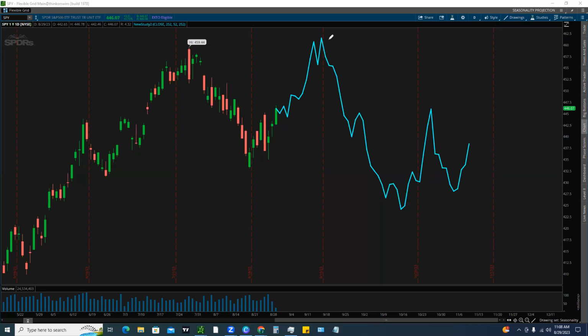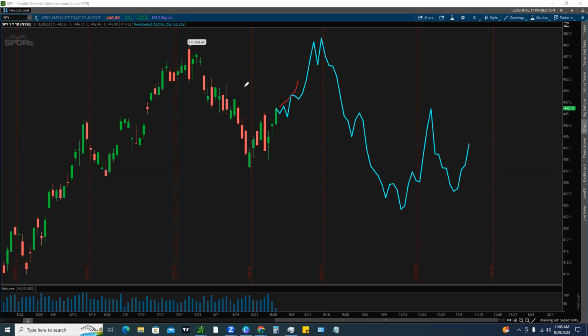Now, again, right around this area here, September 15th, is when seasonality has the S&P 500 starting to top out. So again, right there towards the middle of September, and then you see a pullback towards the end of September. And that's kind of what we're looking at from a seasonality standpoint, more of a correction in the middle of September. Now, this isn't going to be 100% accurate. This is just based on some historical averages and projecting what the S&P could potentially do in the future.